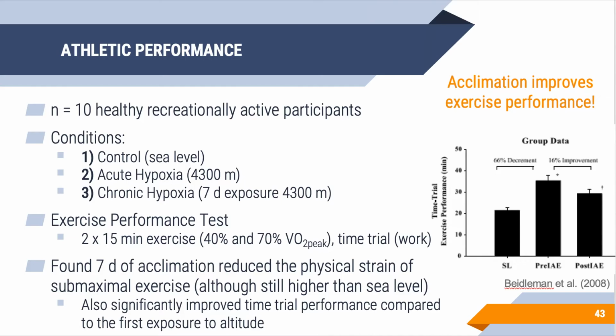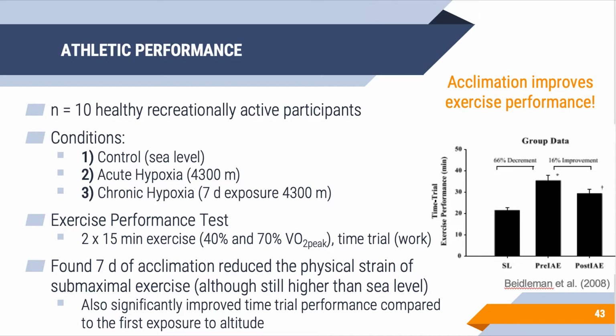again was have them perform an exercise task at sea level in a controlled condition, then in acute hypoxia, so a one-time exposure to 4,300 meters above sea level, and then they kept them in a chronic hypoxic state for 7 days at that same altitude, so 4,300 meters above sea level.